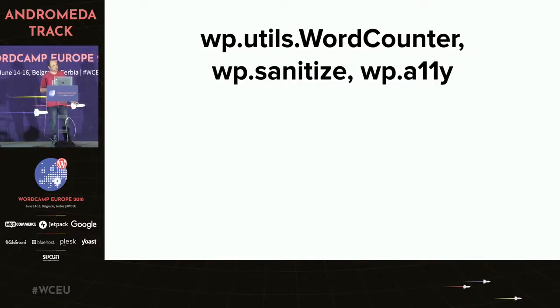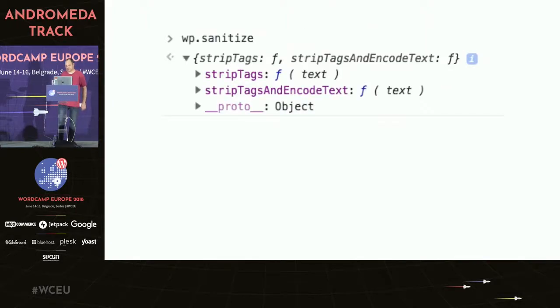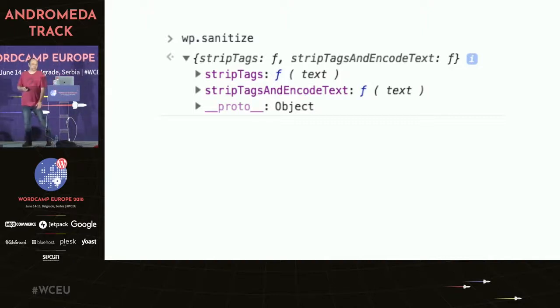All right, there's a few more WP objects that I'm going to cover here. And then we're going to move into a slightly different area. So wp.sanitize is a helper for making your JavaScript output a little bit safer. Probably wouldn't rely on it 100%, but it's great for stripping out HTML tags and also encoding entities before you output HTML in JavaScript, which can present security risks.